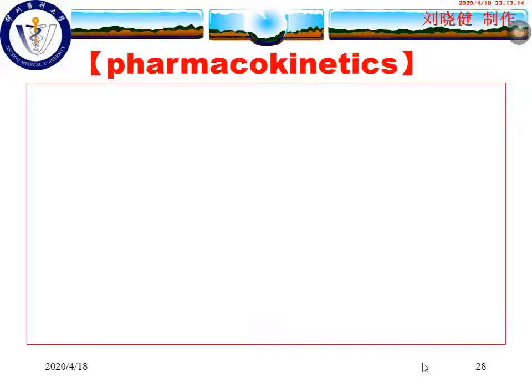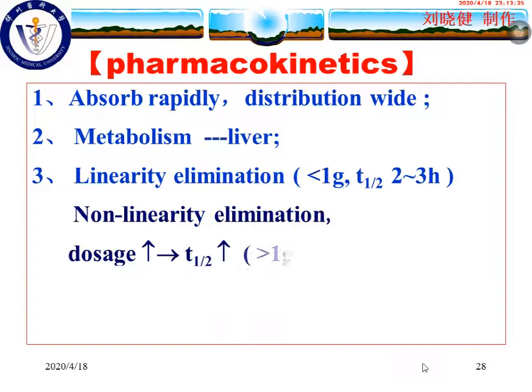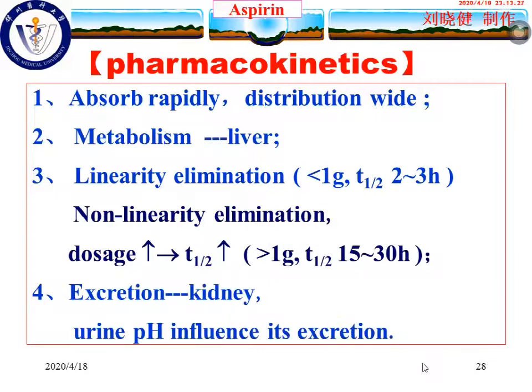Welcome back. Because aspirin is so commonly used in our daily life, you also need to know the pharmacokinetics of aspirin. This drug can be administered orally. Its absorption is very rapid, and aspirin can distribute widely in the body. It is mainly metabolized in the liver, but the liver has a limitation to metabolize aspirin.